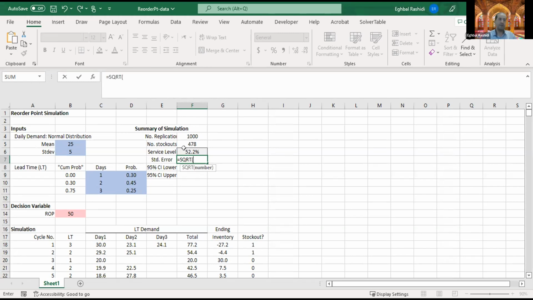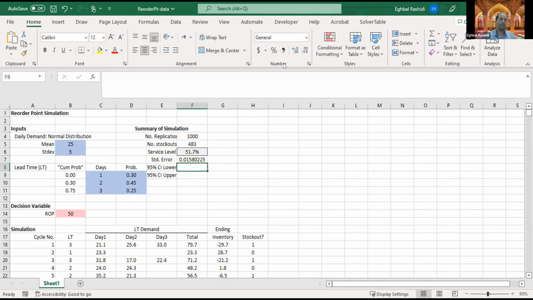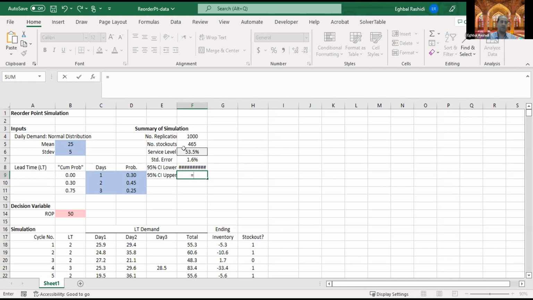The value would be the service level, which is the proportion, multiplied by 1 minus the proportion, 1 minus pi, divided by the number of iterations, n. This is going to give us the standard error. And the 95% confidence interval, lower and upper, is just going to be the service level plus or minus 1.96 multiplied by the standard error. So the lower would be the service level minus 1.96 multiplied by the standard error. And for the upper, it would be the service level plus 1.96 multiplied by the standard error.